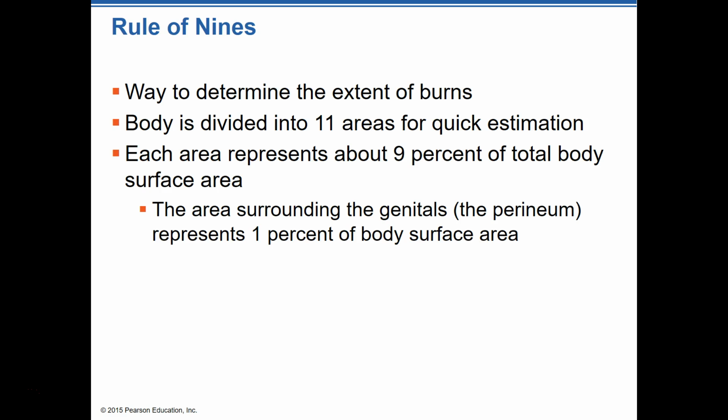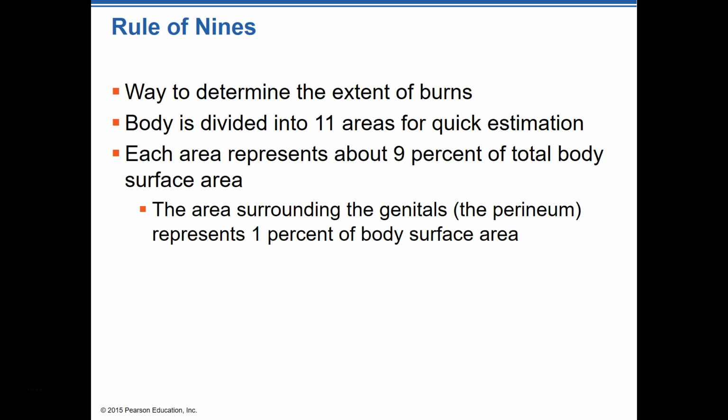One of those ways, and this is just one, there's one or two other ways out there, this is probably one of the quickest ways, is the rule of nines. Basically, we divide the body into 11 different areas that we can use for a quick estimation of the body surface area that's burned. Each area represents about 9% of the total body surface area, with the exception of the perineal area, which only represents about 1% of body surface area.